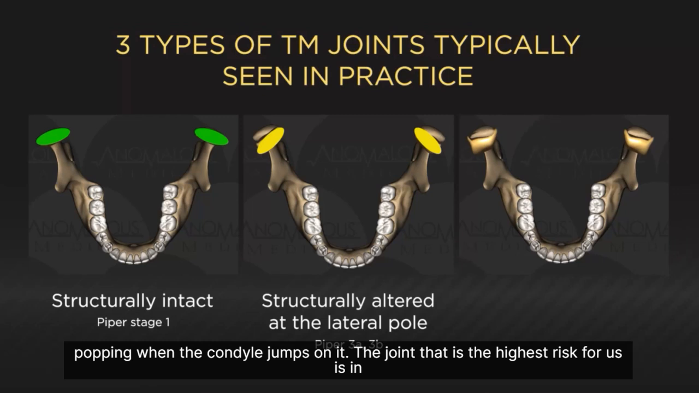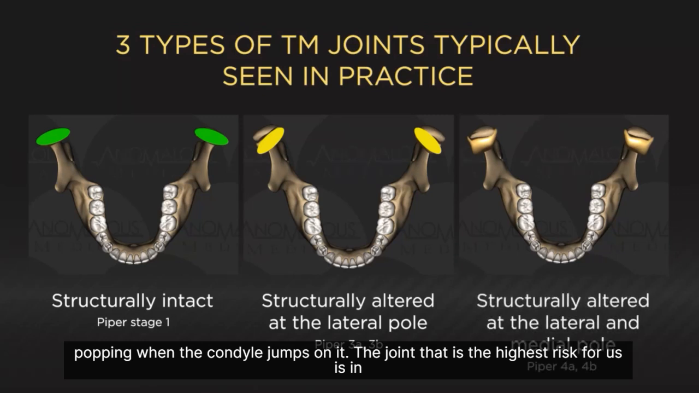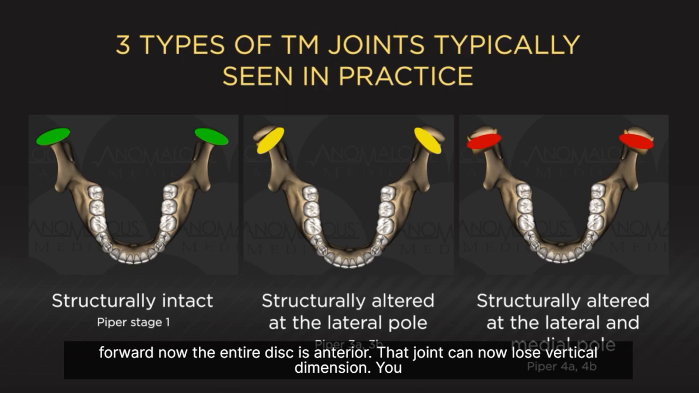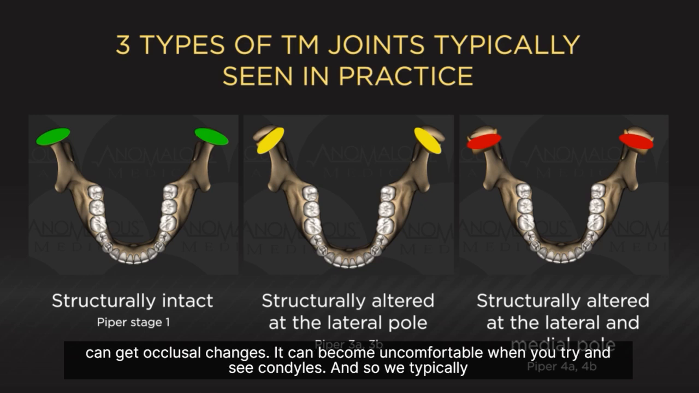The joint that is the highest risk for us is, in fact, when the disc completely dislocates anteriorly. And so as you see those little ovals move forward, now the entire disc is anterior. That joint can now lose vertical dimension. You can get occlusal changes. It can become uncomfortable when you try and seat condyles.